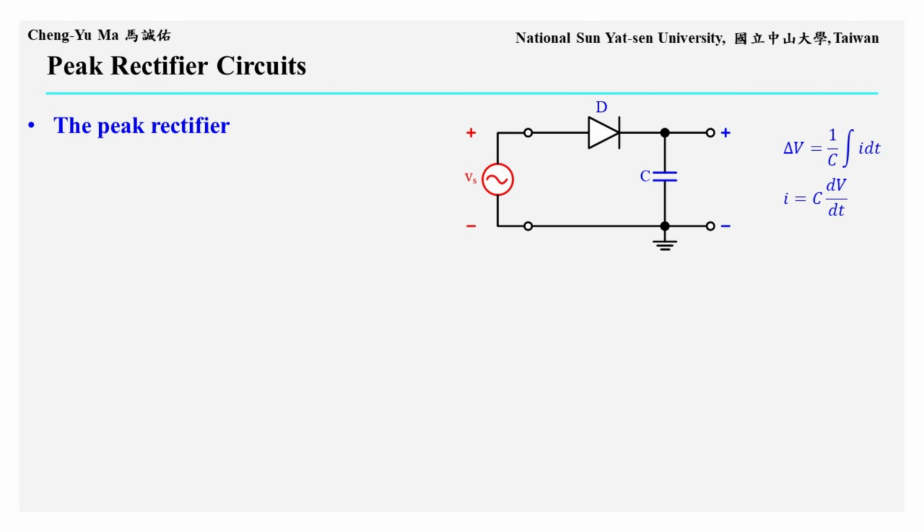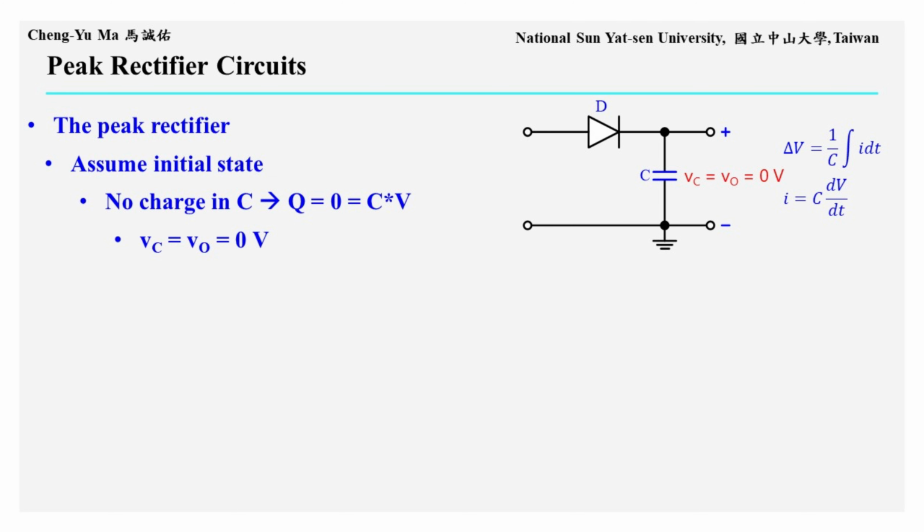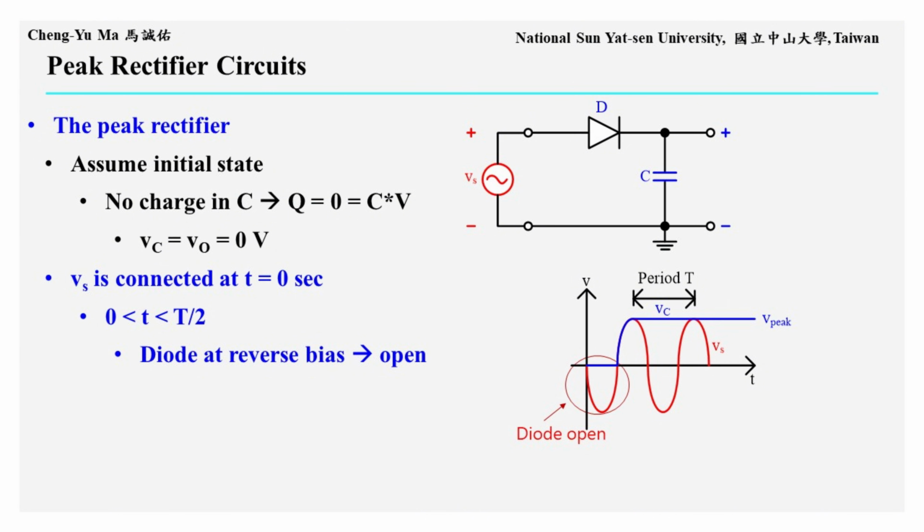To simplify the analysis, diode D is treated as an ideal diode. It is a short circuit under forward bias and an open circuit under reverse bias. First, before the signal source Vs is connected, assume that the capacitor initially stores no charge. Therefore, the capacitor voltage Vc is 0 volts, and the output voltage Vo is also 0 volts. At t equals 0 seconds, the signal source Vs is connected. Initially, the capacitor voltage is 0, so the cathode of diode D is at 0 volts. After Vs is connected, Vs becomes the anode voltage of the diode.